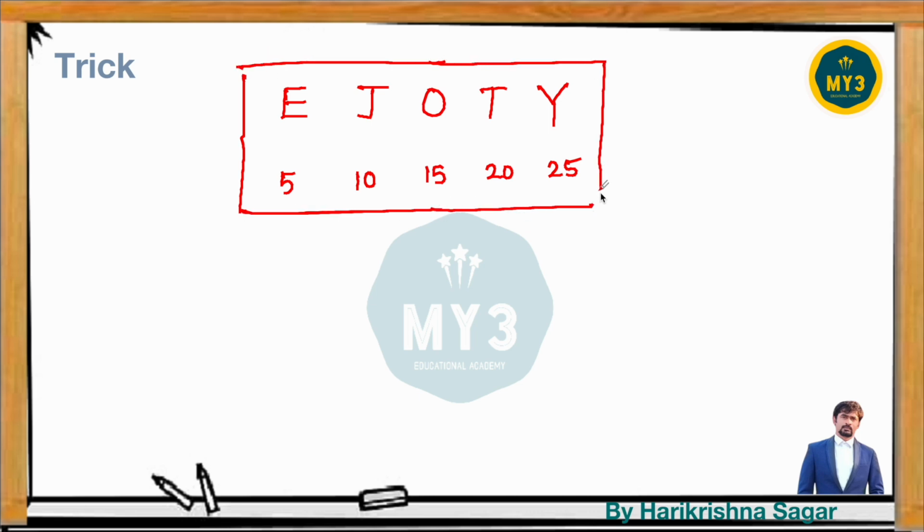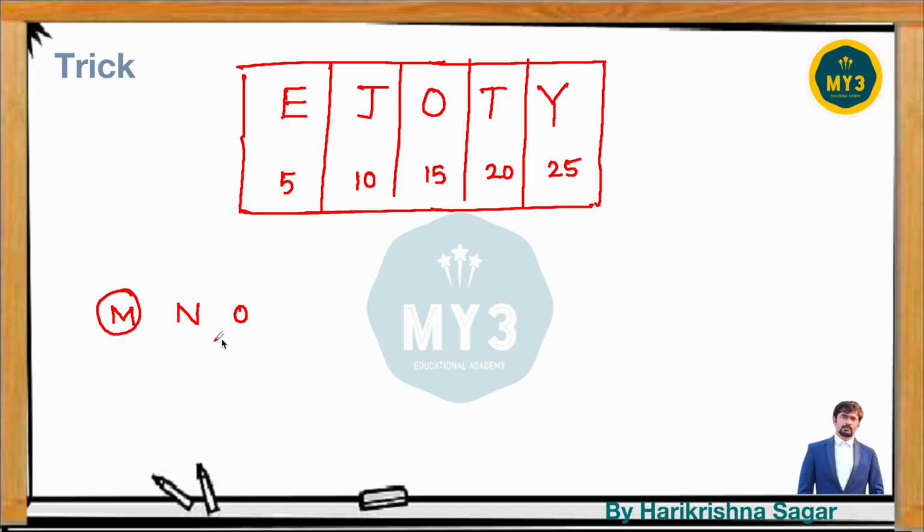So how can we use this EJOTY trick? I'll tell you. For example, I want to find out the M position. You can remember M, N, O. Connect with any one of the nearest known alphabets. We know E position is 5, J position is 10, O position is 15, T position is 20, Y position is 25. So you want to find out the M value. O is 15, N is 14, M will be standing at 13.